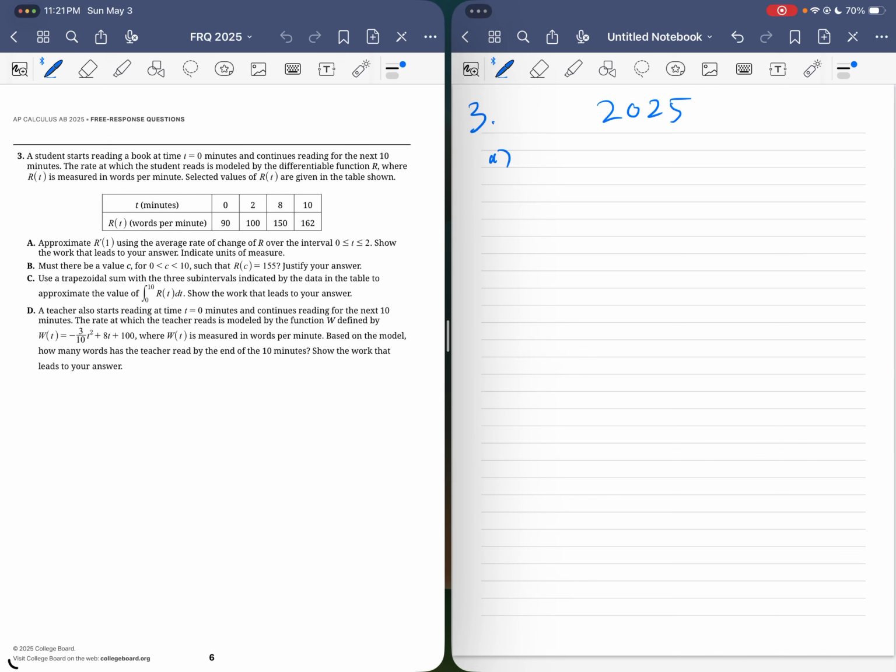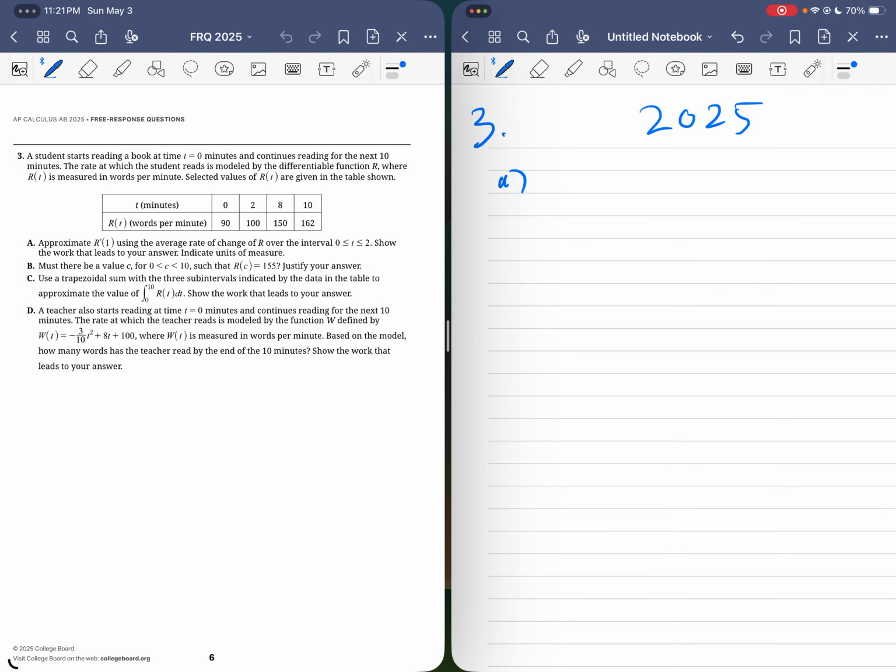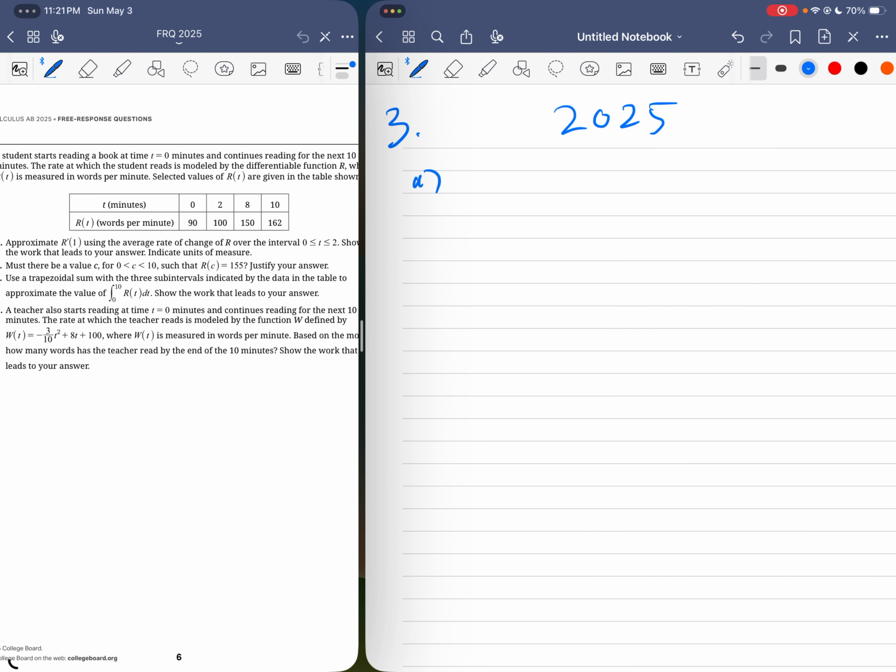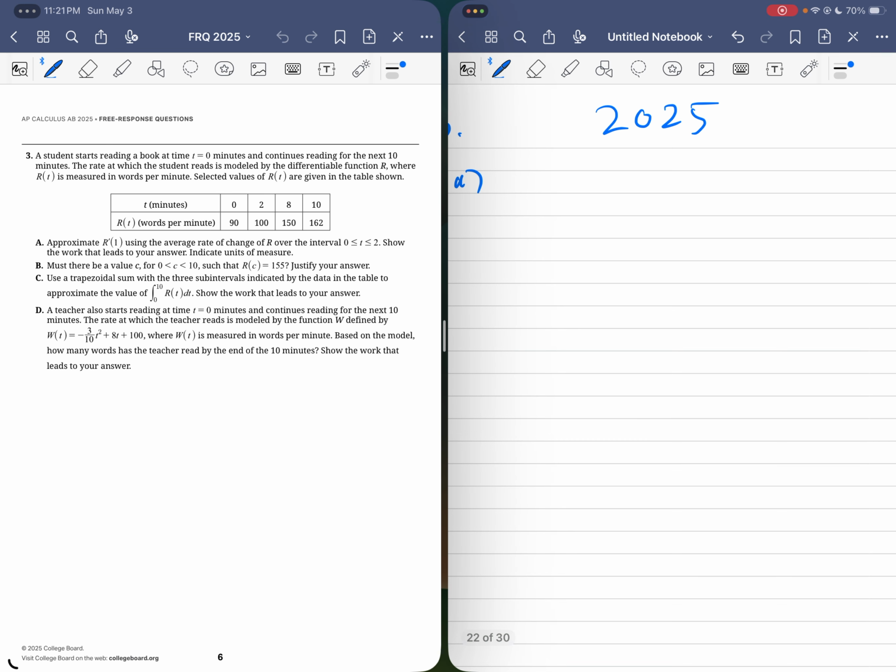This time I'm going to go over the non-calculator portion of the 2025 version. So this one is really easy. I love the non-calculator section because there's no such thing as a trick. It's straightforward. So here, a table. Keep that in mind. As soon as you see a table, you're going to see either slope or a Riemann sum.